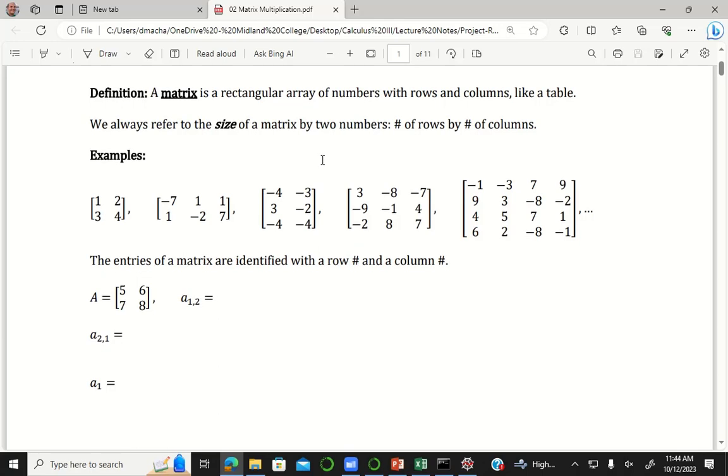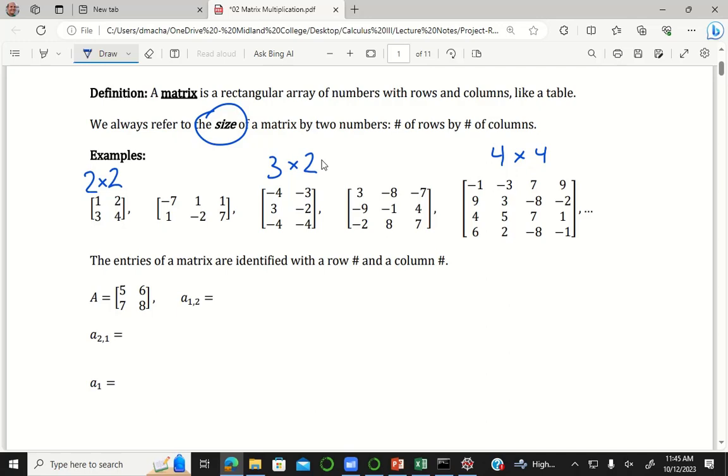Whenever we talk about the size of a matrix, we have to use two numbers. We talk about the number of rows by the number of columns. So this is a 2 by 2 matrix. This would be like a 4 by 4 matrix. And since we always use rows first, this would be like a 3 by 2 matrix because it's 3 rows by 2 columns. So whenever we talk about the size of a matrix, it's rows by columns.